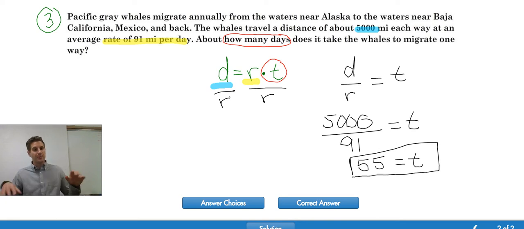So again, we can take an equation that we know, distance equals r times t, and then we can go ahead and manipulate it, because it's a literal equation, and then we have it solved for the right thing that we're looking for. Okay?